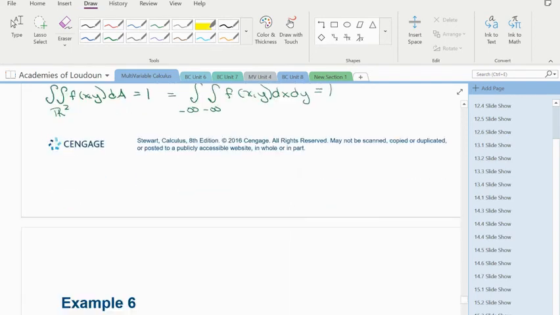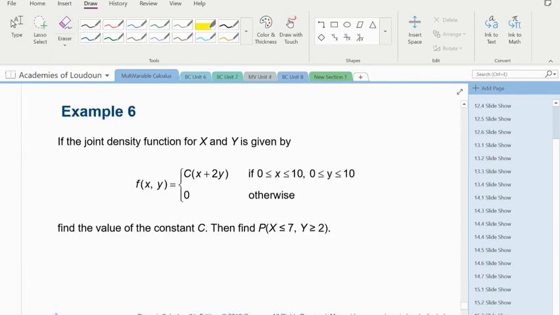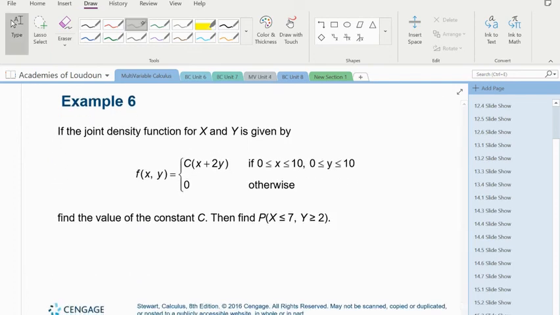So let's go ahead and take a look at an example of how to set one of these up. We have the joint density function f of x, y is c times x plus 2y, if x is between 0 and 10 and y is between 0 and 10, and it's 0 otherwise. We want to find the value of the constant c, and then find the probability that x is less than 7 and y is greater than or equal to 2.